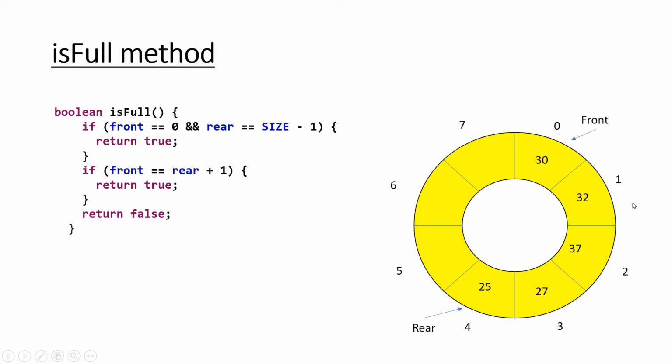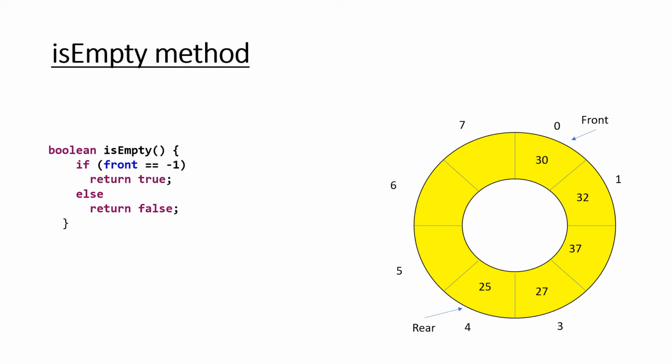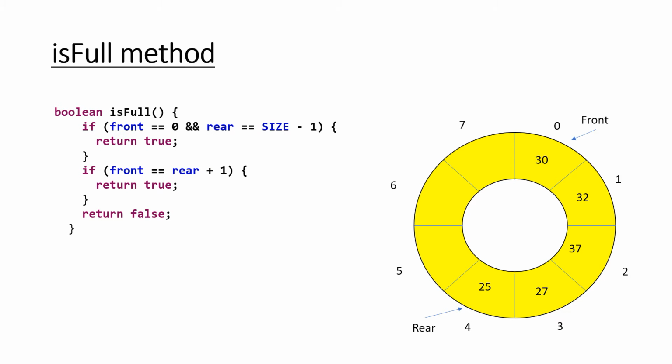So how can we convert this scenario into logic? The front's value is 2 and the rear's value is 1, and 1 plus 1 gives 2, right? So if my front is equal to rear plus 1, it means my queue is full. Else, in all other conditions, there must be some place where we can insert an element into this queue. So these are the two methods which are very useful while writing the other operations of the circular queue: one is whether the queue is empty or not, and the other is whether the queue is full or not.